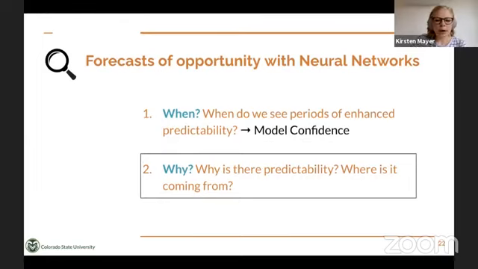So next I'm going to talk about why. Why is there predictability? Because this is really the science question. This is what we're trying to get at. Where is this predictability coming from and how can we use this for forecasts in the future?